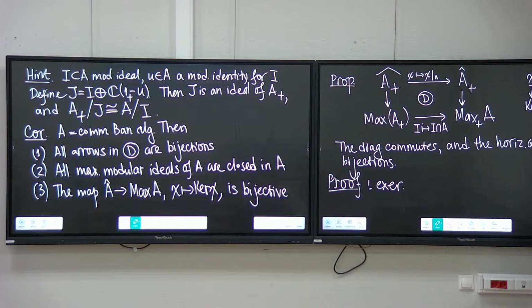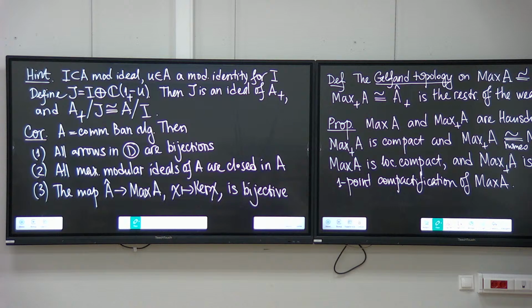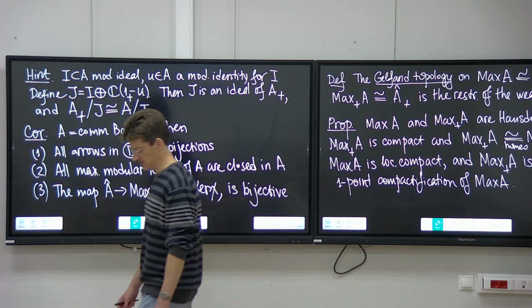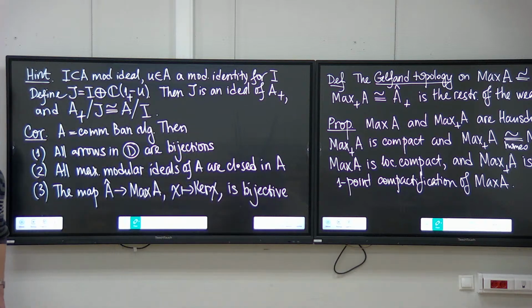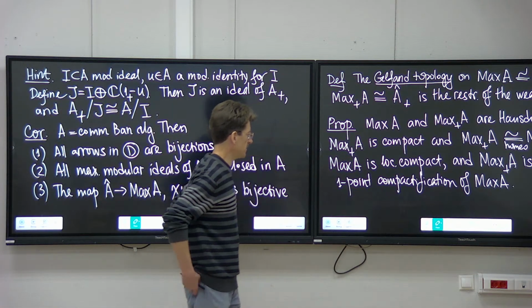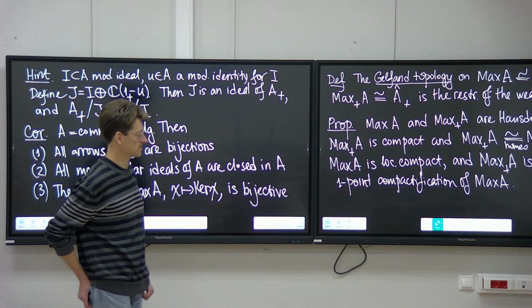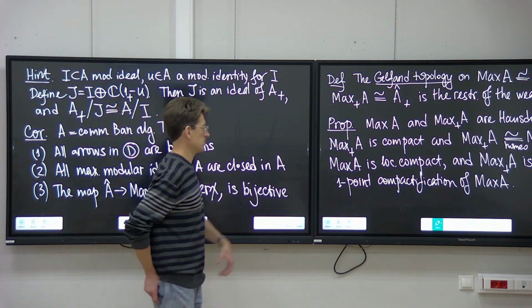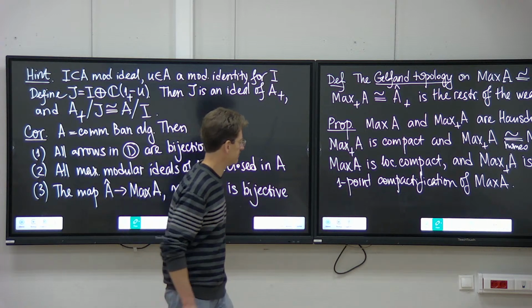Max of A is locally compact because it is equal to max plus of A minus a single point, that is the ideal which is equal to A itself. So it is locally compact, and for the same reason, max plus of A is the one-point compactification of max of A. So if A is unital, then this extra point is isolated, and both spaces, max of A and max plus of A, are compact. But if A is not unital, then this point is not isolated, and max of A is not compact. It is only locally compact.